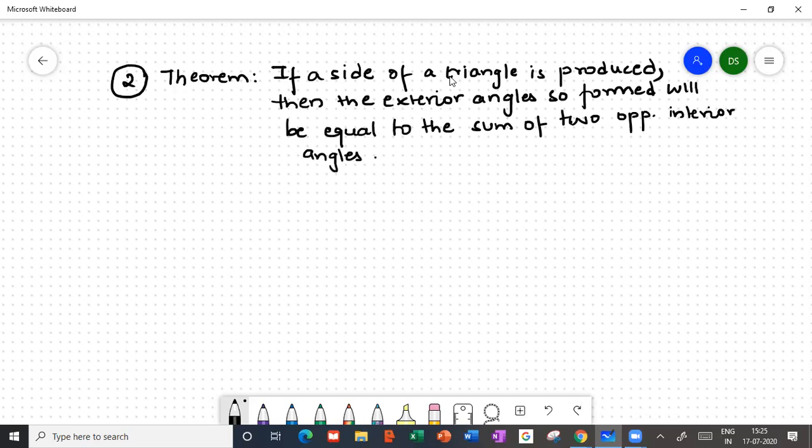Okay, so what does it say? If a side of a triangle is produced, we'll just draw a figure and make more sense of this statement. Suppose this is our triangle ABC. It says if a side is produced, so let me produce it, using a different color. Let's say I extend BC, that's what you mean by produce. You just extend it. So if this side is produced, then the exterior angle so formed, let me say this is D, so angle ACD will be the exterior angle. Correct. So the exterior angle so formed will be equal to the sum of two.